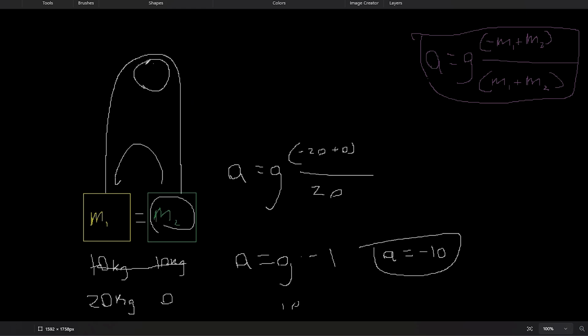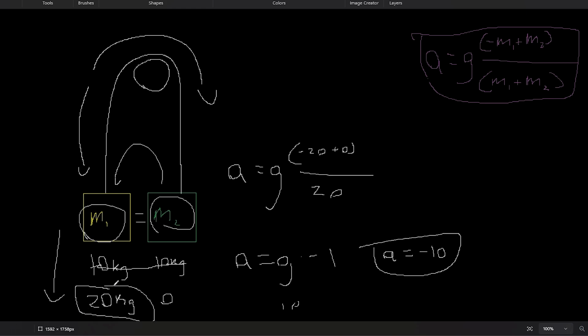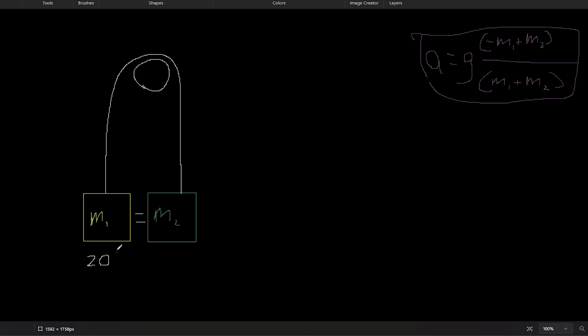Now when we set up this formula, we set it as the mass moving this way. So if the acceleration is negative 10, that means it's accelerating this way. So that means m1 would fall. And that makes sense because m1 would be the one that accelerates due to having more mass on its side. Now we saw when mass 1 equals 20 kilograms and mass 2 equaled 0 kilograms, the acceleration equaled negative 10.